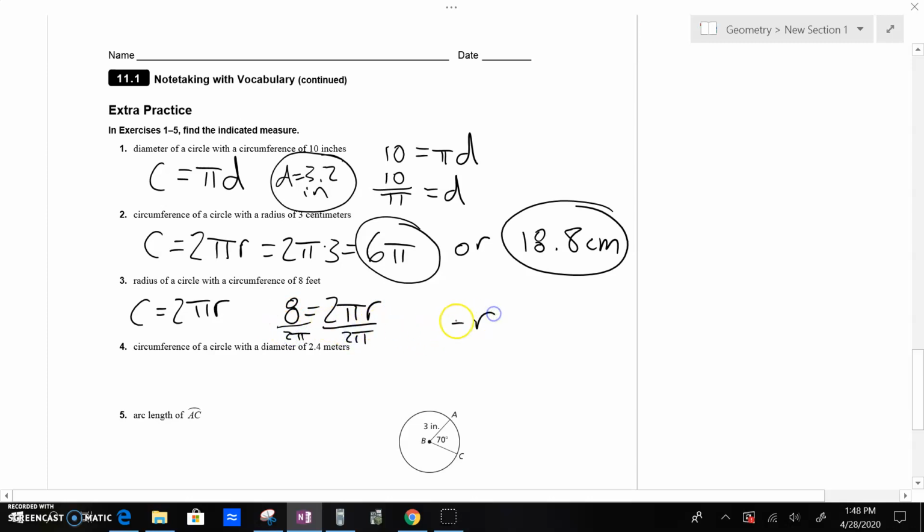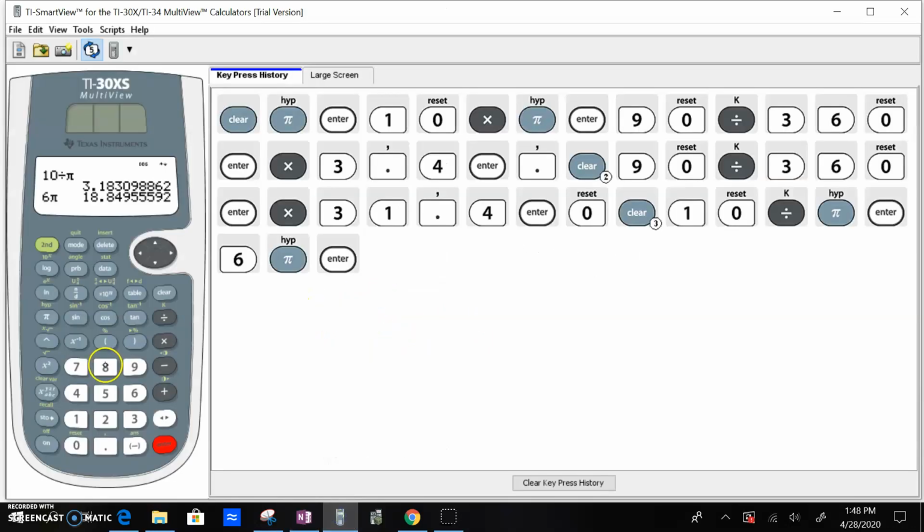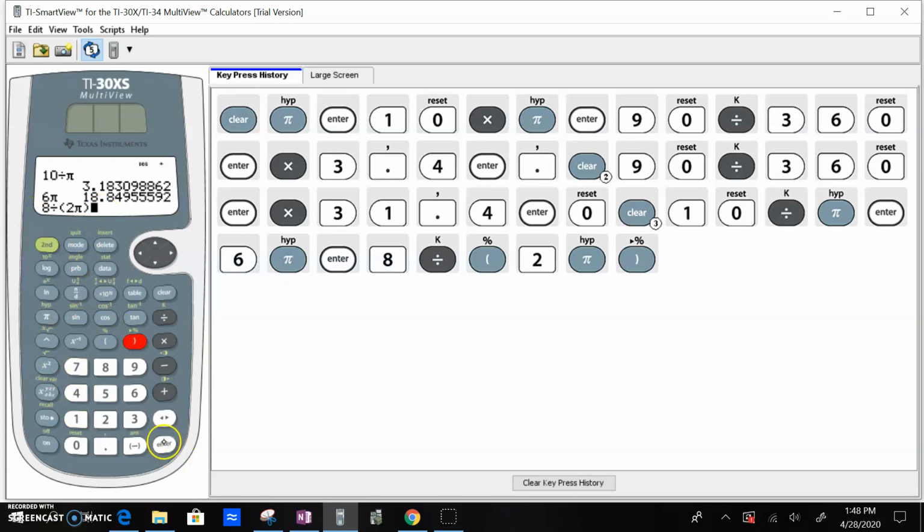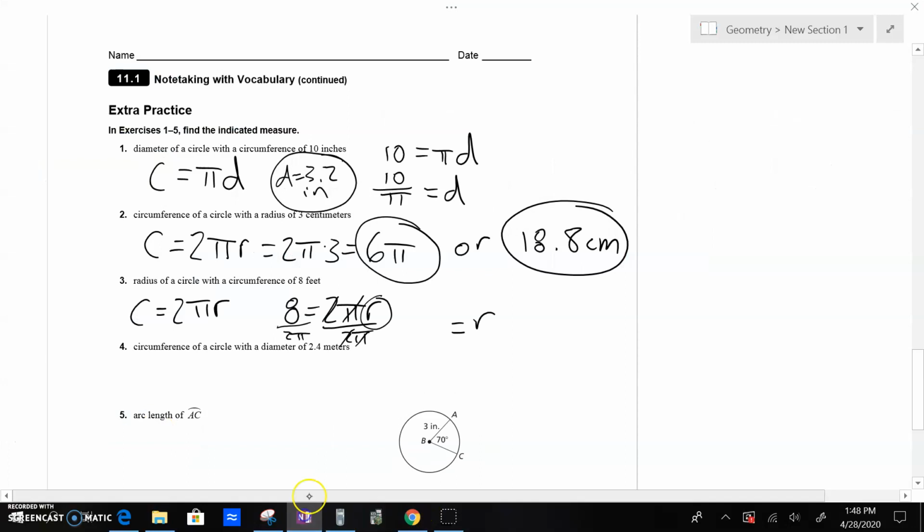And that means the 2 and the 2 will cancel, pi and the pi, and we're left with just r. So then 8 divided by 2 pi, we punch into the calculator. And I'm going to use parentheses just to make sure it's dividing by both 2 and pi. And that's going to give me 1.27 or 1.3. So we'll go here, and our radius is 1.3 feet.